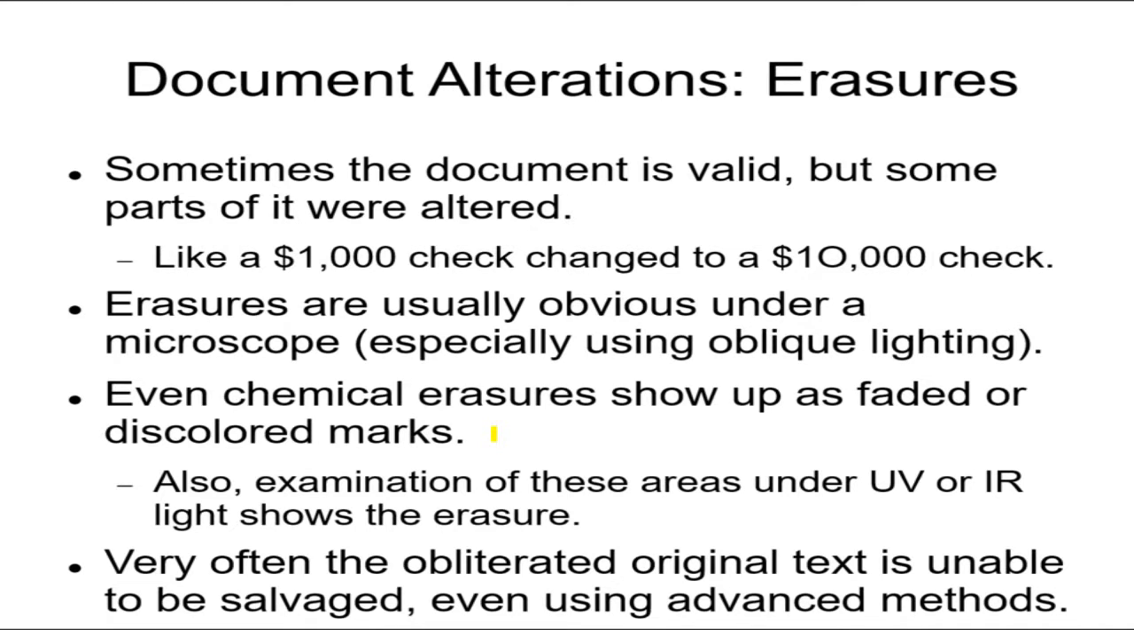Also, we can examine the areas where we suspect the erasure under UV, ultraviolet, or IR, infrared light. Now we use visible light. Ultraviolet is light of a shorter wavelength, of a higher frequency. And this light reflects off of the writing in a different way than visible light does. And erasures will actually cause this light to reflect in a different way. Usually, it might glow more or less, and we can see that something strange is going on because it's reflecting in a strange way at this point where we suspect the erasure is.